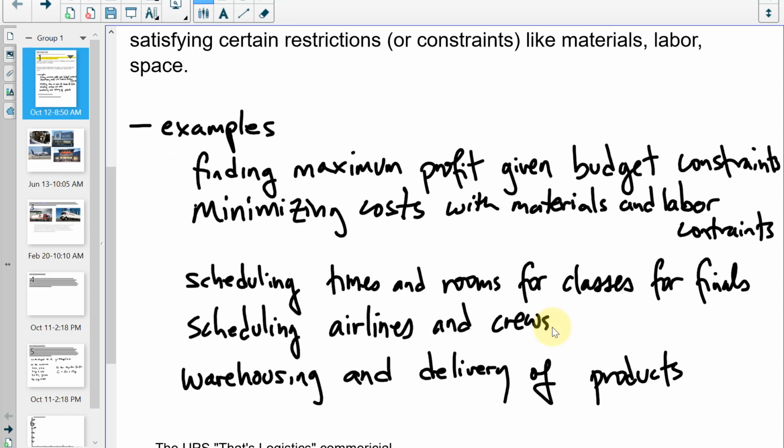So more specifically, some examples that can come up in linear programming are problems of finding maximum profit with certain budget constraints, or minimizing costs with constraints that involve the materials available or the labor available. You could do questions that involve scheduling times and rooms for classes for final exams. That would be a really complicated linear programming problem. Dealing with the scheduling of airlines and crews, warehousing, and delivery of products are logistics problems that can be solved with linear programming.